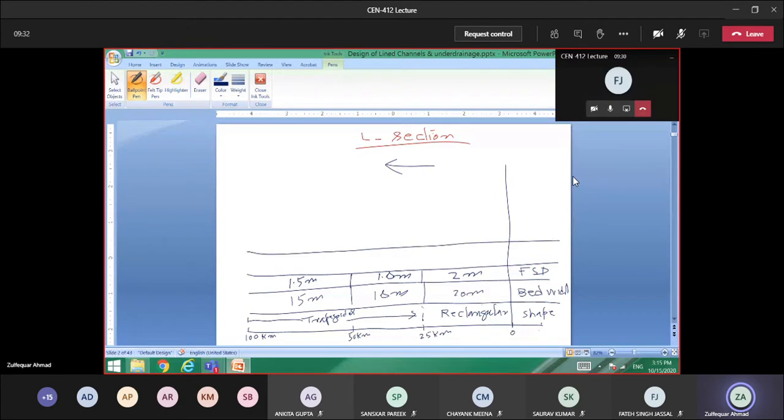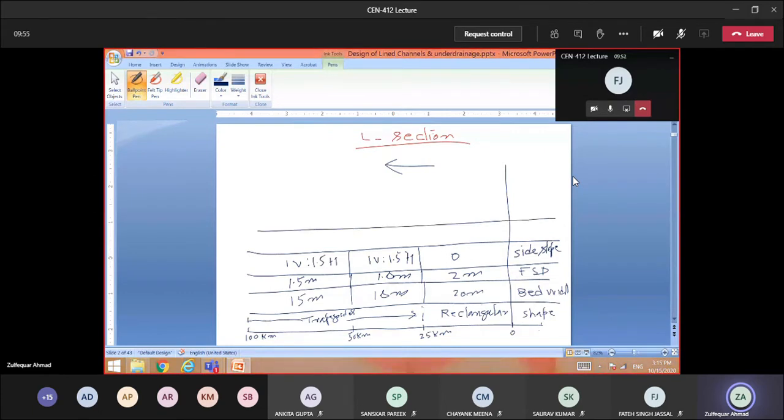Then what is the side slope? In the side slope, of course, for the rectangular channel you have 0. And in this case let us say you have 1 vertical, 1.5 horizontal. Here also let us say 1 vertical, 1.5 horizontal. What is the bed slope of this? Let us say up to this you have 0.25 meter per kilometer, and in this case you have 0.2 meter per kilometer.